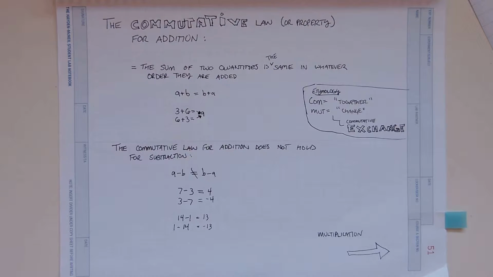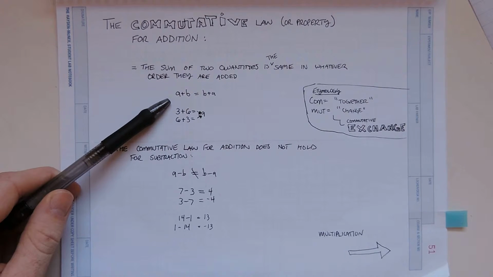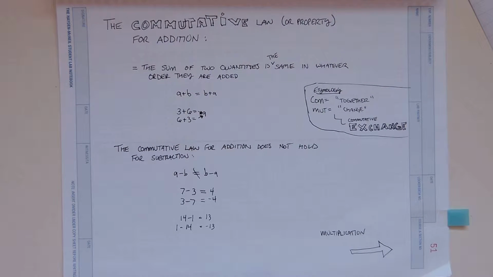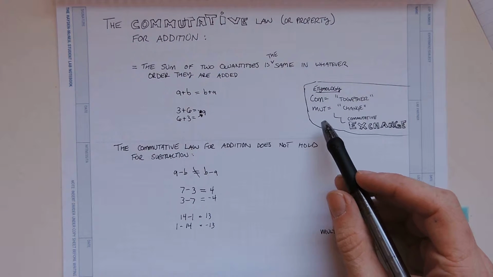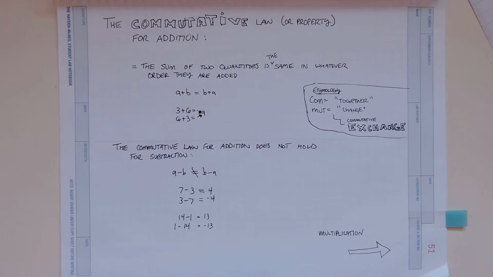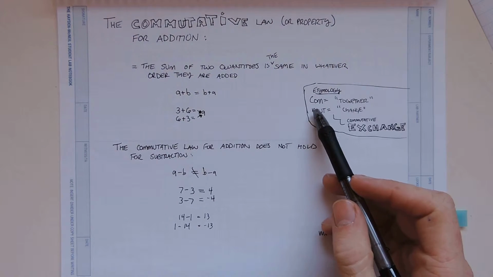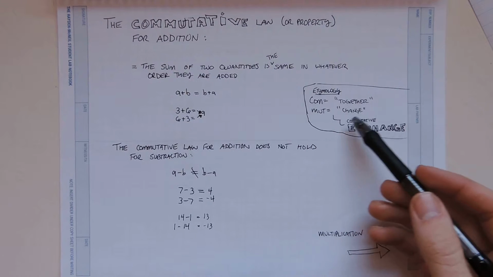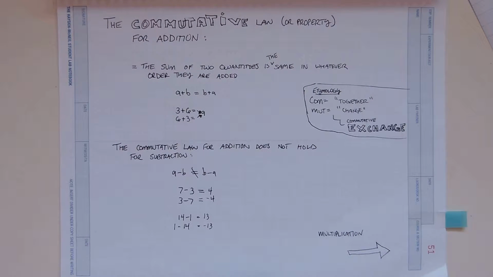The commutative law, or property, for addition states that the sum of two quantities is the same in whatever order they are added. This is easily illustrated by the expression a + b = b + a. Then 3 + 6, we know, is 9, and 6 + 3 is also 9. We can remember this property by remembering the etymology, which is where the word comes from. The word comes from the Latin com, which is together, and mute, which is change. So roughly it means something like exchange.